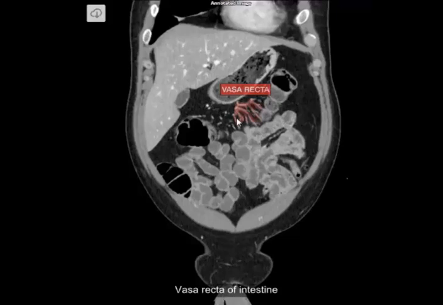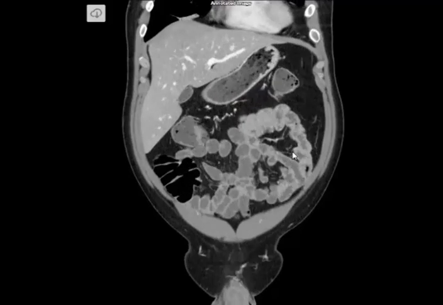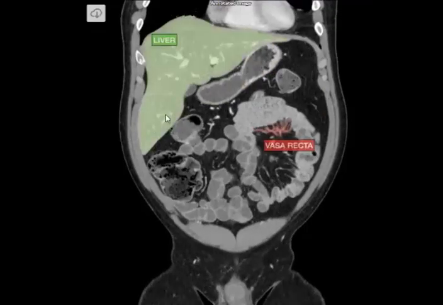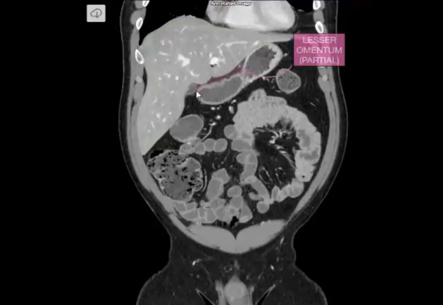Vasa recta of intestine. Gastric body and antrum of the stomach. This is the liver. Vasa recta of intestine. This is the lesser omentum. The lesser omentum extends from the lesser curvature of the stomach and duodenal bulb to the liver.